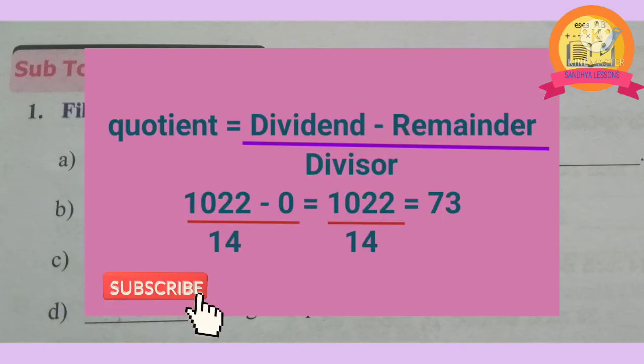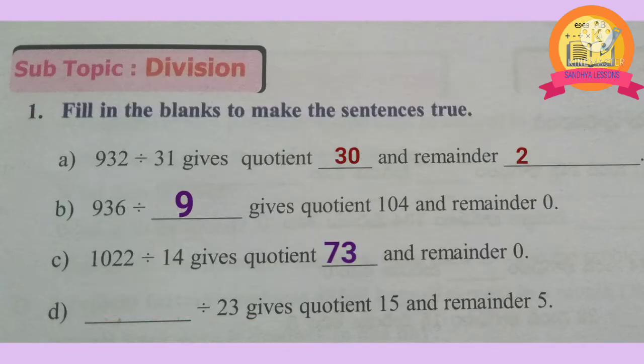Third one, in a division, quotient is equal to dividend minus remainder divided by divisor. That is 1022 minus 0 divided by 14. After dividing 1022 with 14, we get 73. Therefore, quotient is 73.